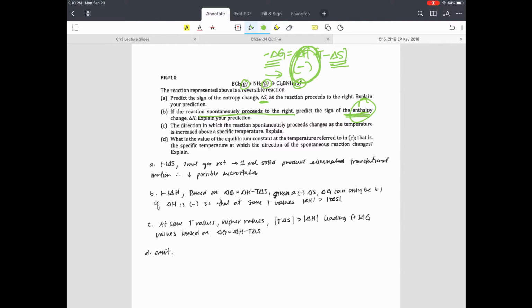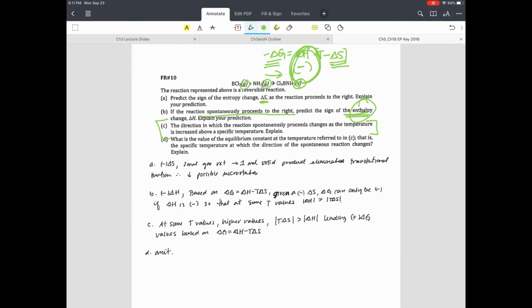Okay. So yeah, anyway, pay attention. There were lots of terrible answers there. C, also lots of terrible answers. So the question says, the direction in which the reaction spontaneously proceeds changes as the temperature is increased. Explain. A lot of you literally rewrote that question and called it an explanation, which it's not. You talked about, oh, at low temperature it's one thing, and then as we increase the temperature it's another thing. No, that's what the question said. You need to provide a reason why.